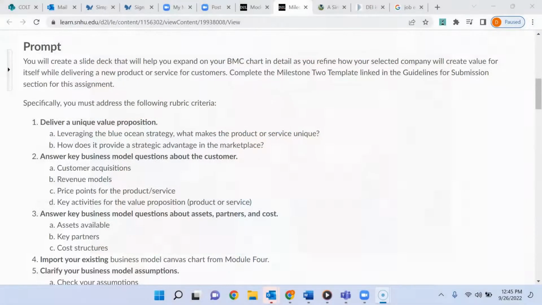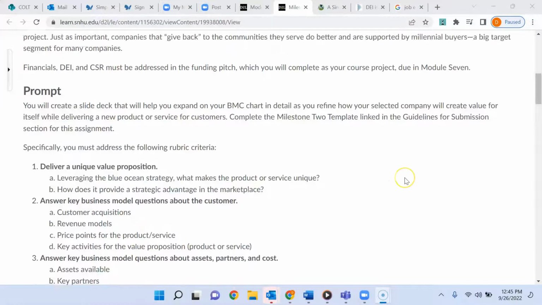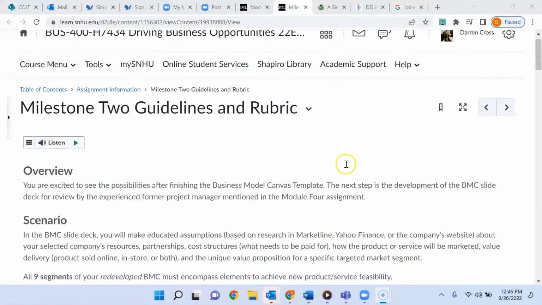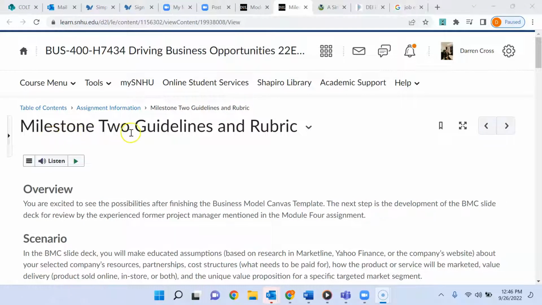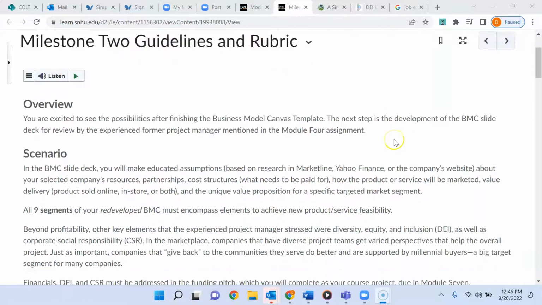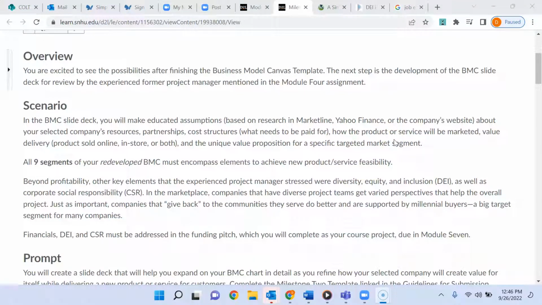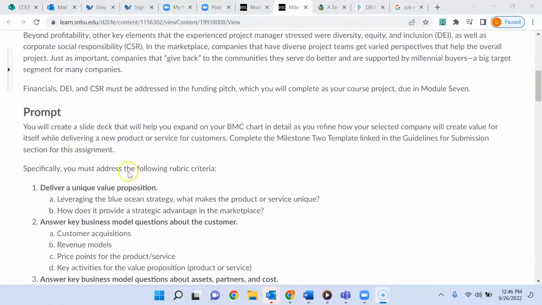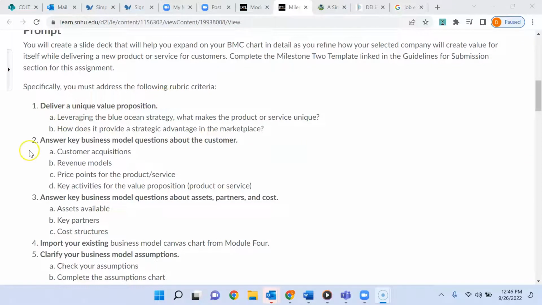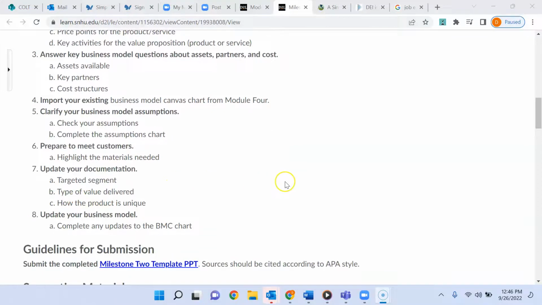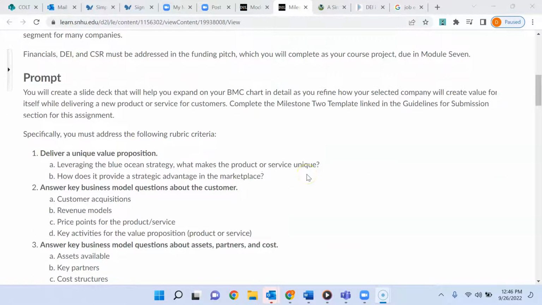The other thing that we're going to do is we're actually going to dig a little bit more deeply into your business model canvas. And what I wanted to do again is go over the prompt. So you're going to do the milestone 2 assignment. So I wanted to go over the guidelines and the rubric. Now, again, I've said this over and over. What I want you all to do is look at the elements of the prompt, and I want you to have these as headings on your assignments. It's going to make it so much easier for you to do this. I want you to just have these as headings on your assignment.